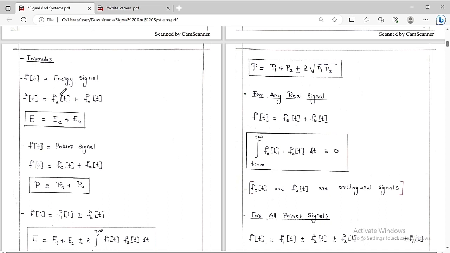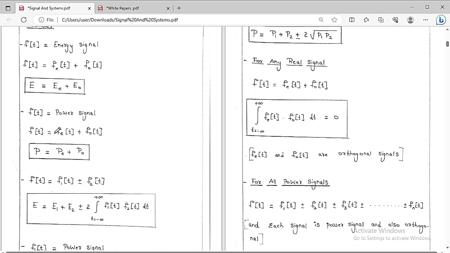So finally, suppose f of t is an energy signal, and I have already told you any signal can be represented as the summation of the even part of the signal plus the odd part of the signal. Then the energy present in f of t is equal to the energy present in the even part plus the energy present in the odd part. So E is equal to E e plus E o.